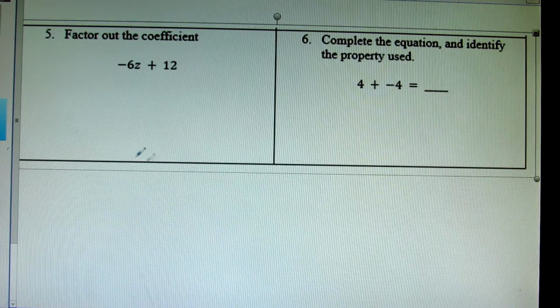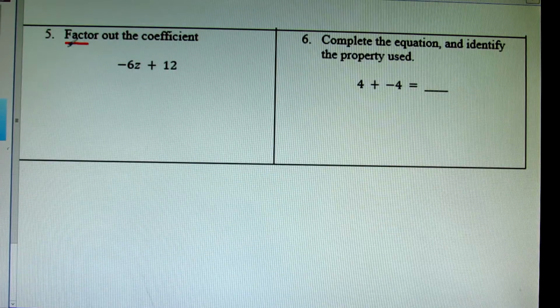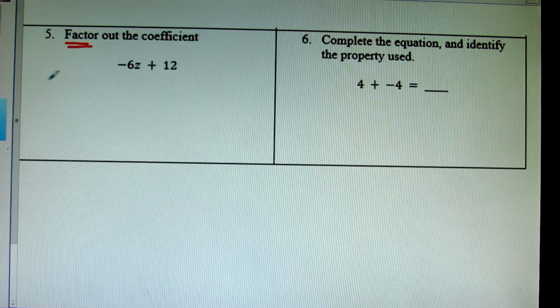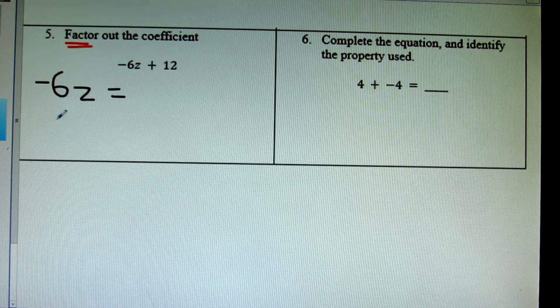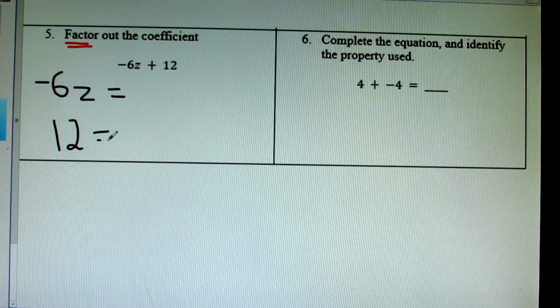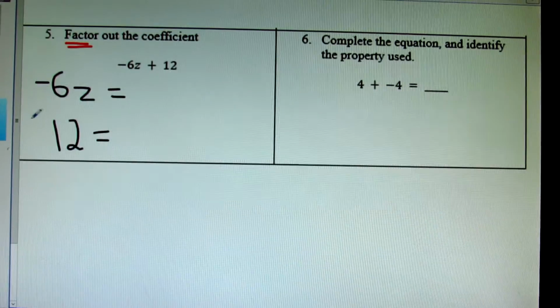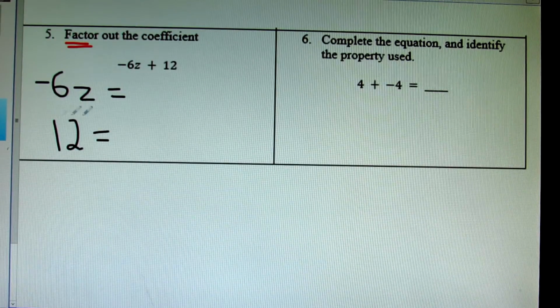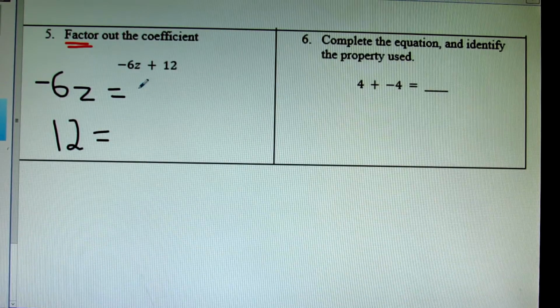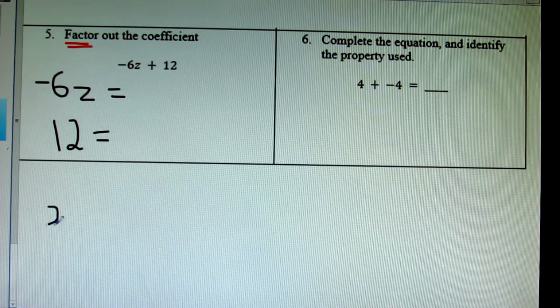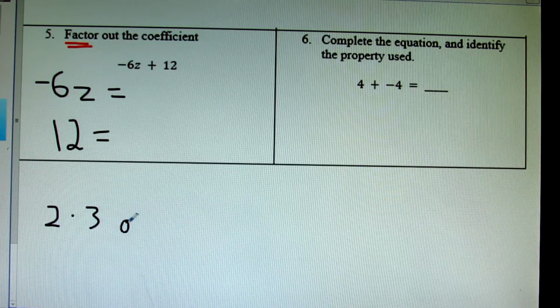Alright, next one. Factor out the coefficient. Factor. This is what we learned yesterday. Here's how we did it yesterday. We wrote each term with an equal sign. And then I always started with the smaller number. How do I get 6? Well, I can get 6 by doing 3 times 2, or 6 times 1. I want to get the biggest number possible, so I have 2 times 3, or I can pick 6 times 1.